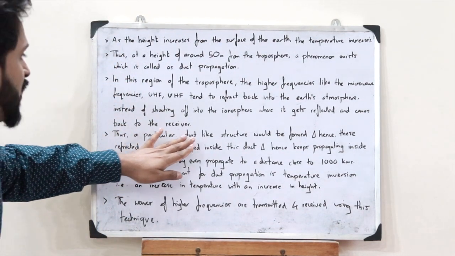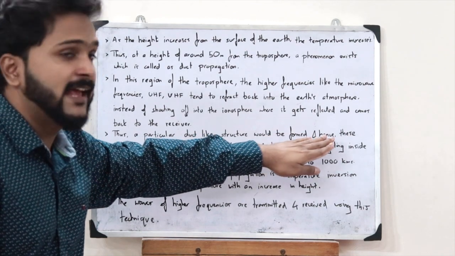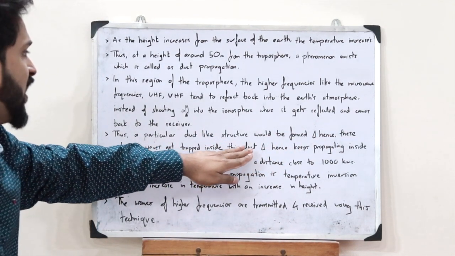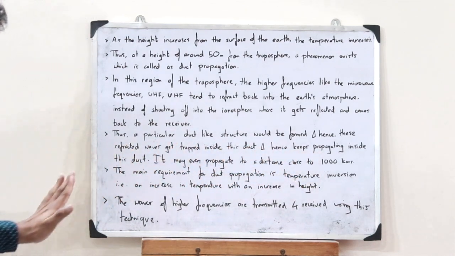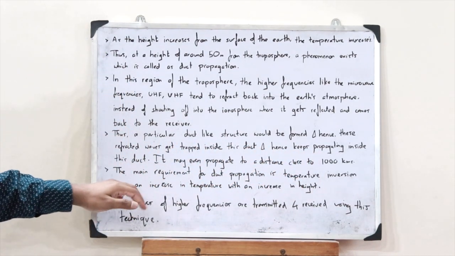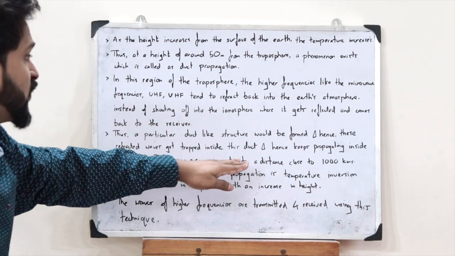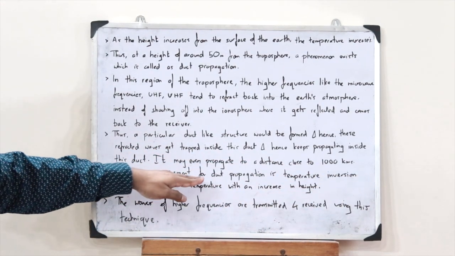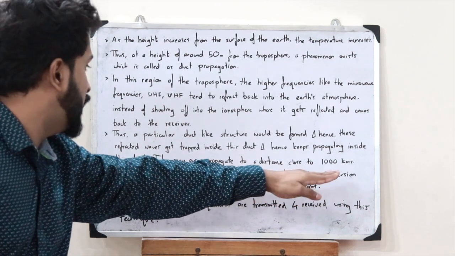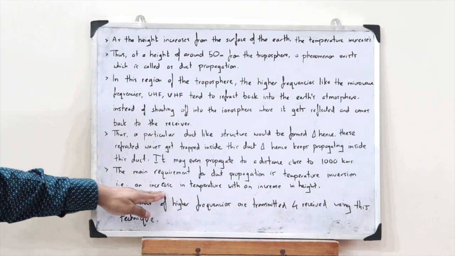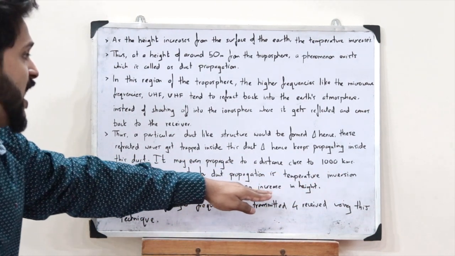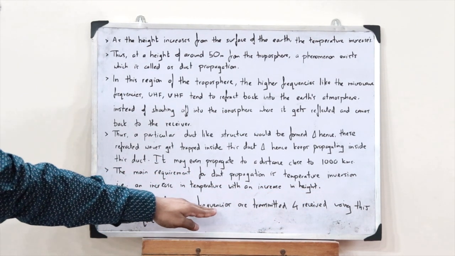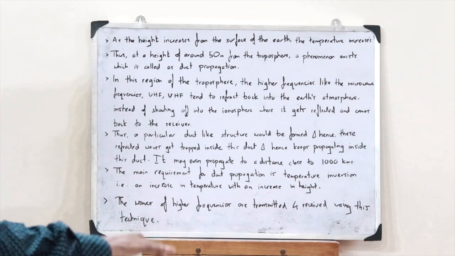Thus, a duct-like structure is formed, and these refracted waves get trapped inside this duct and keep propagating inside it. It may even propagate to a distance close to 1000 kilometers. So the main requirement for duct propagation is temperature inversion, that is, an increase in the temperature when the height increases. So the waves of very high frequencies are transmitted and received using this technique.